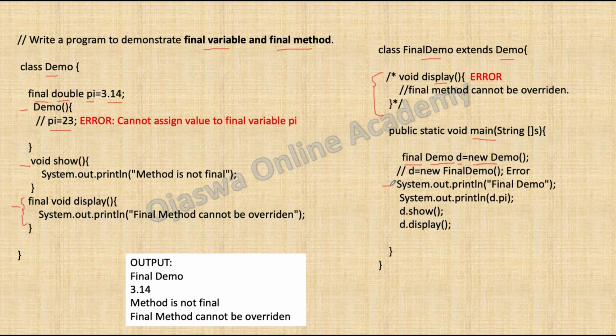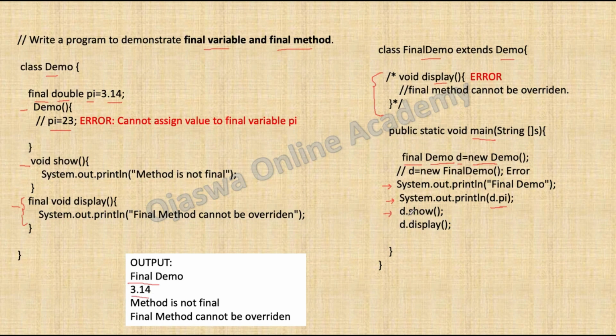Now the next statement, we are printing the text final demo. This will be printed to the console. Then system.out.println, we are invoking the final variable pi on object d. It is not a static variable. Hence we need to invoke the variable using an object. So d.pi, the value of instance variable pi will be retrieved from object d and it will be printed.